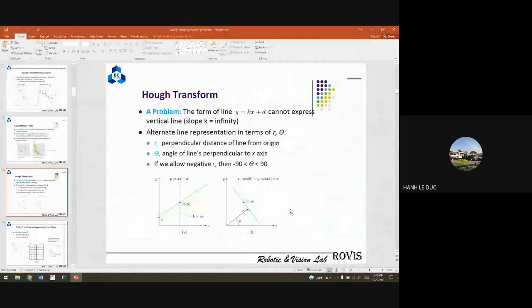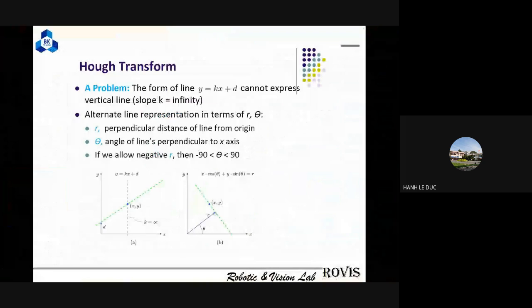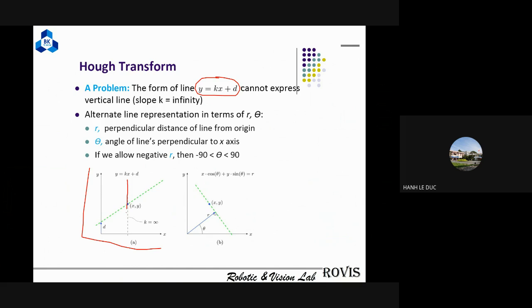Okay, here. So in the previous slide, I already introduced to you the Hough transform. But from this equation, we have a shortcoming. The shortcoming is that if we have a straight line perpendicular to the x coordinate like this, we cannot calculate the k value here because k will equal infinity.